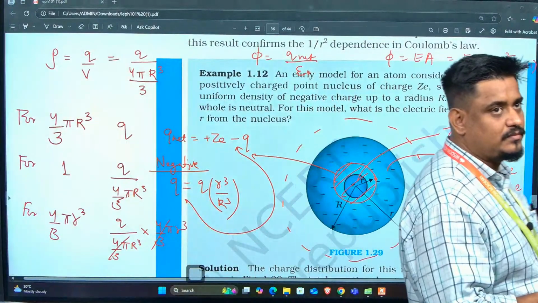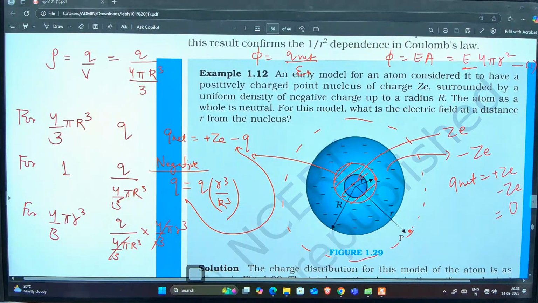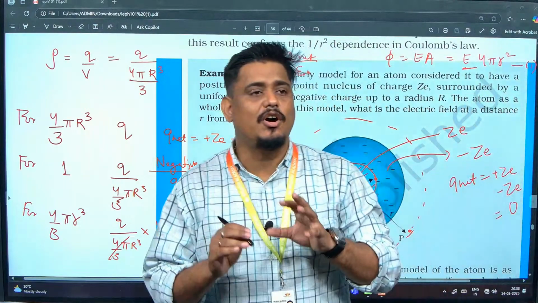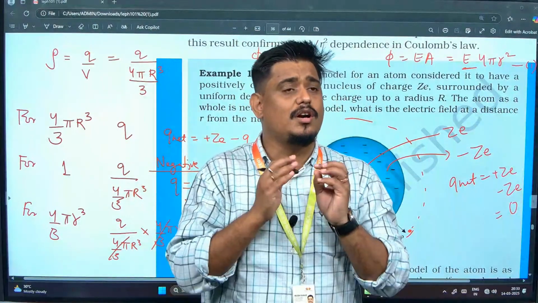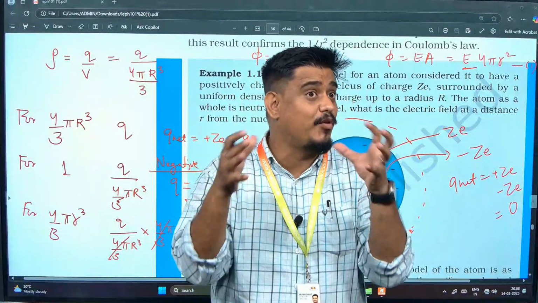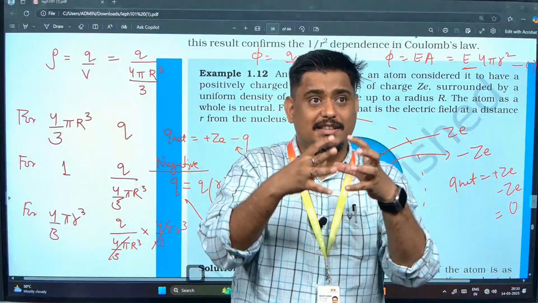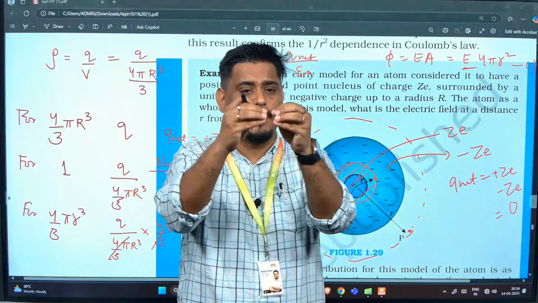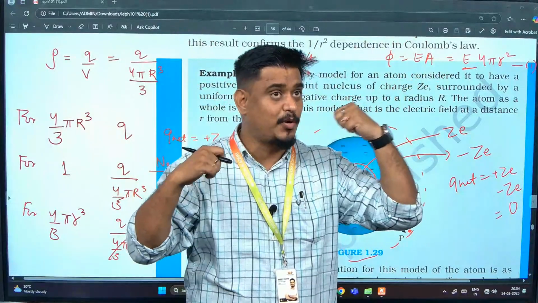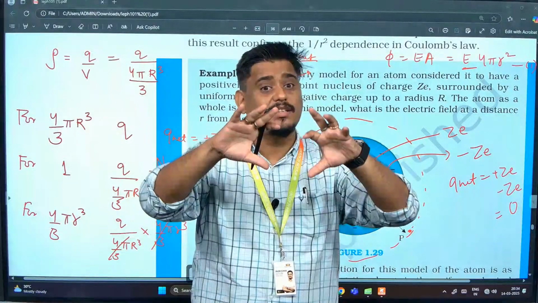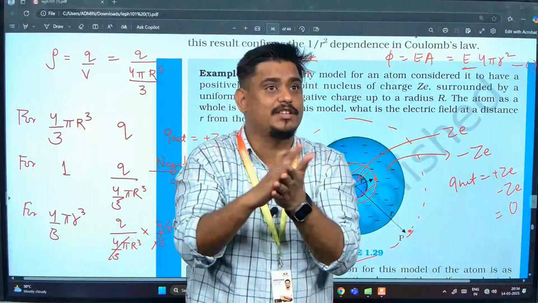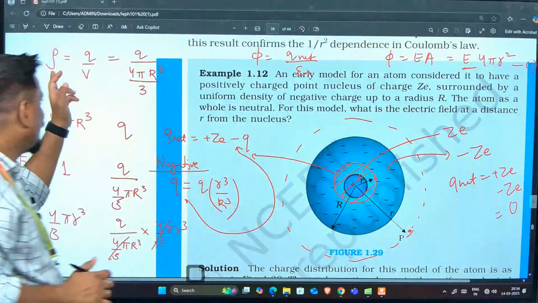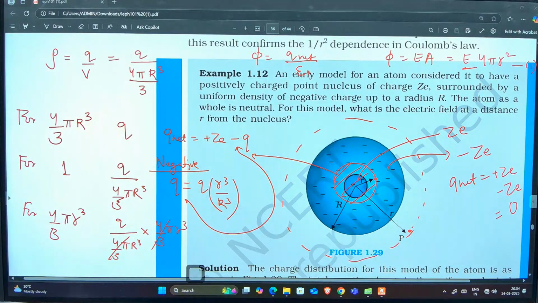Sir, why don't we take volume density? Because here the charge is not spread on the wire or on the surface, it is spread in the volume. You can imagine the atom: the atom center part is positive and around it, it is negative. It's shown in this model. So here the charge is spread in the volume, not on the surface. That's why we are using volume charge density concept.